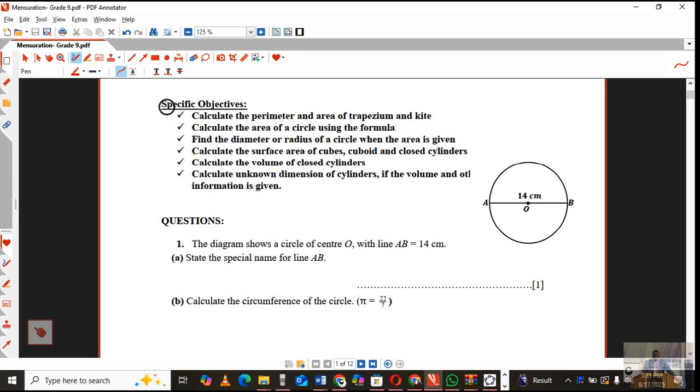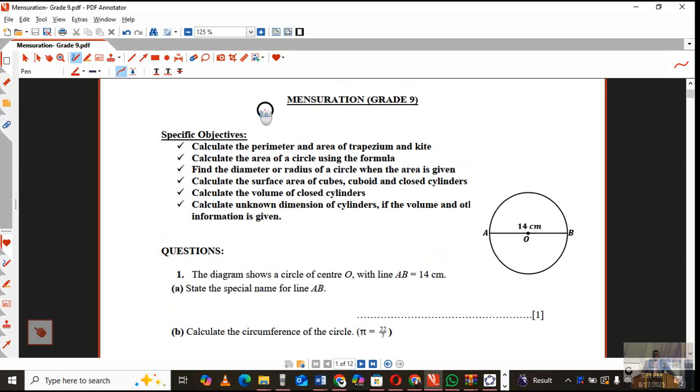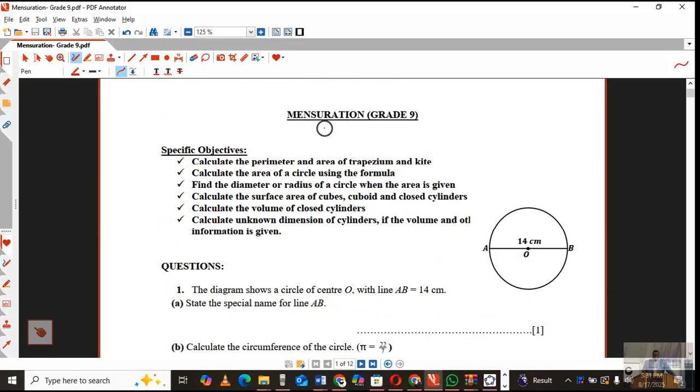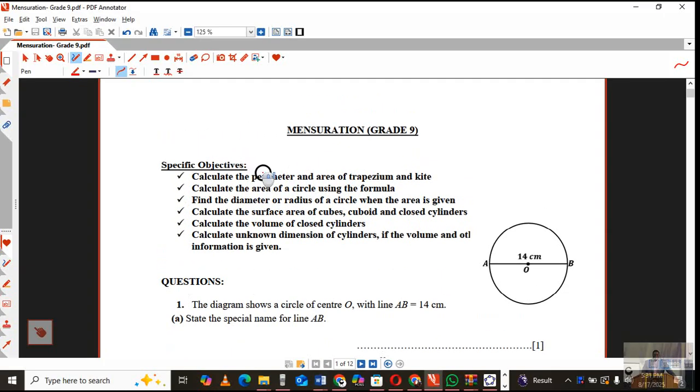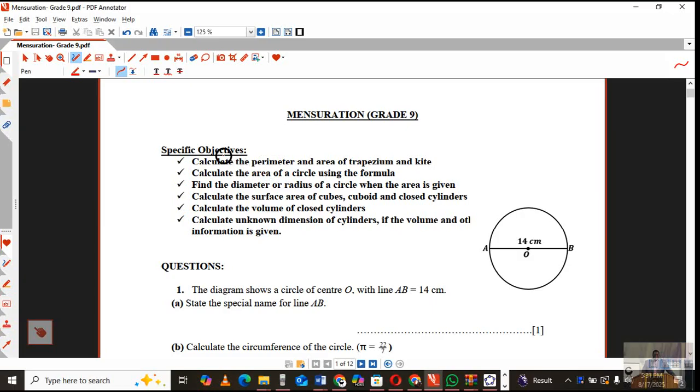I gave a worksheet on mensuration that deals with area, volume, and these types of things. Of course, this can be used by so many different grades. So in this particular 12-page document, you will be calculating the perimeter and area of a trapezium and a kite. You'll be asked to calculate the area of a circle using the formula.